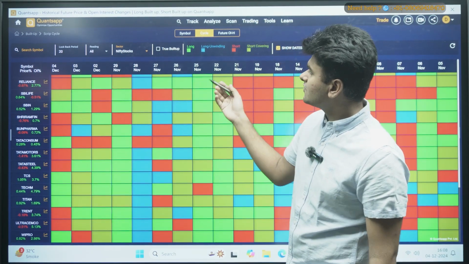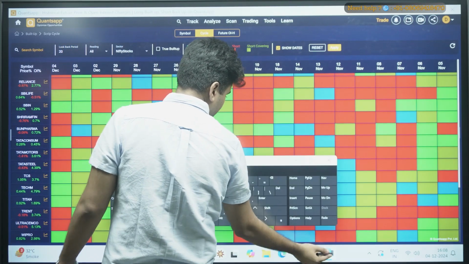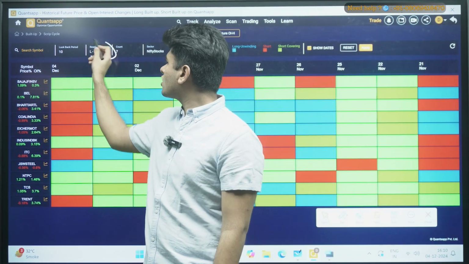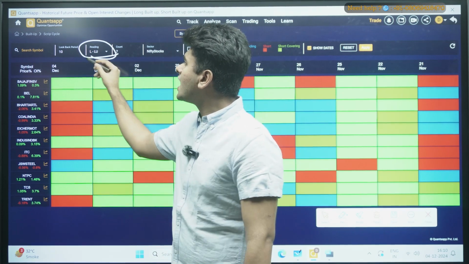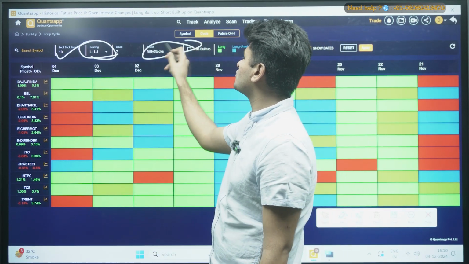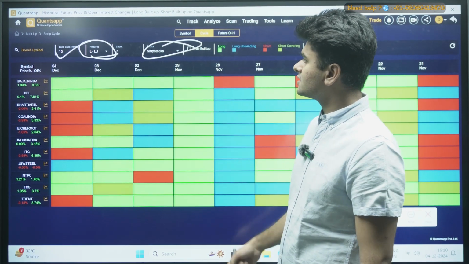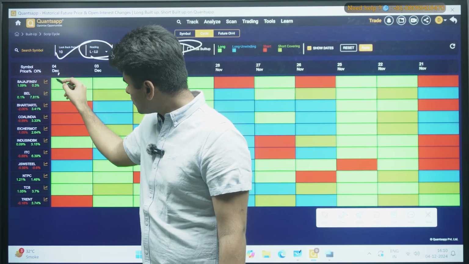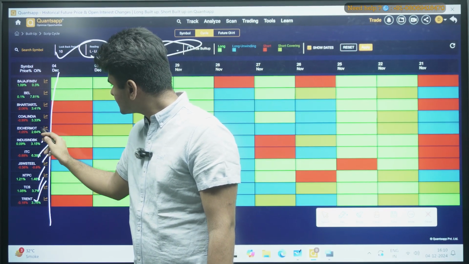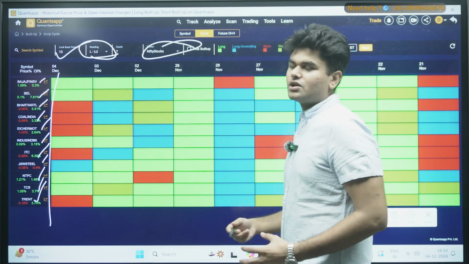Okay. So if we put a filter here, for the last 10 days, I've put the long and long unwinding pattern filter. So we are seeing the Nifty stocks which are showing a long and long unwinding pattern in the last 10 days. These are the stocks showing the pattern: 1, 2, 3, 4, 5, 6, 7, 8, 9, 10, 11. So there are 11 stocks showing a bullish pattern.